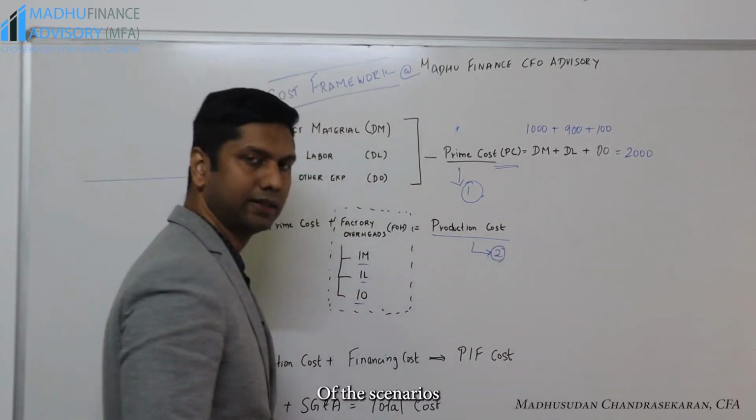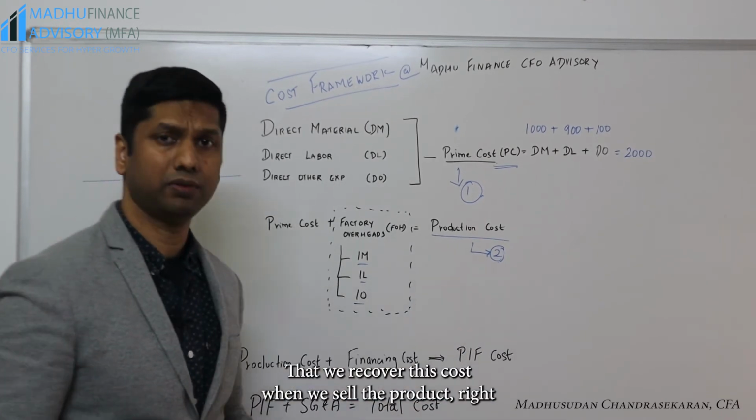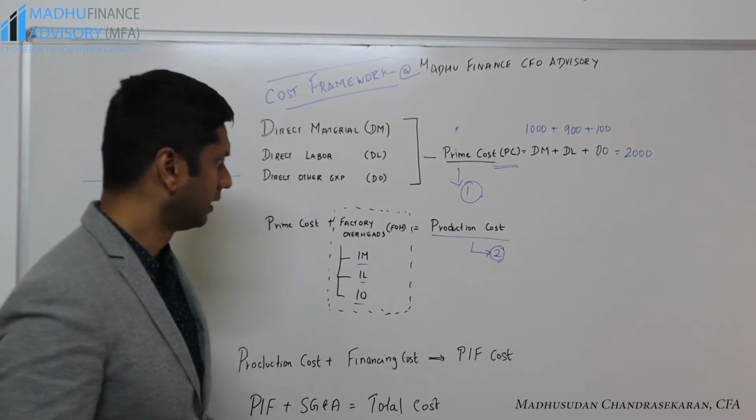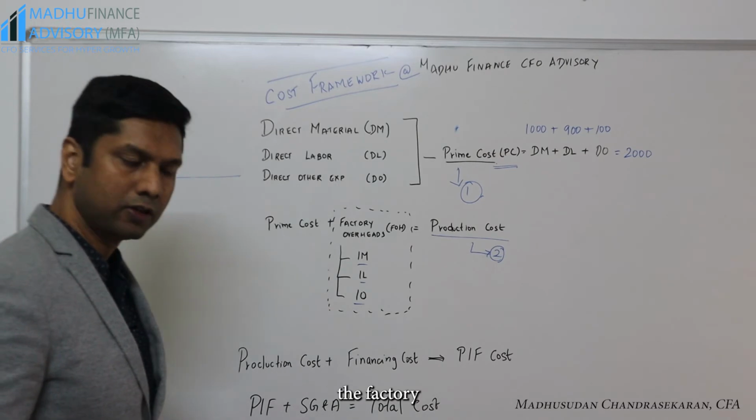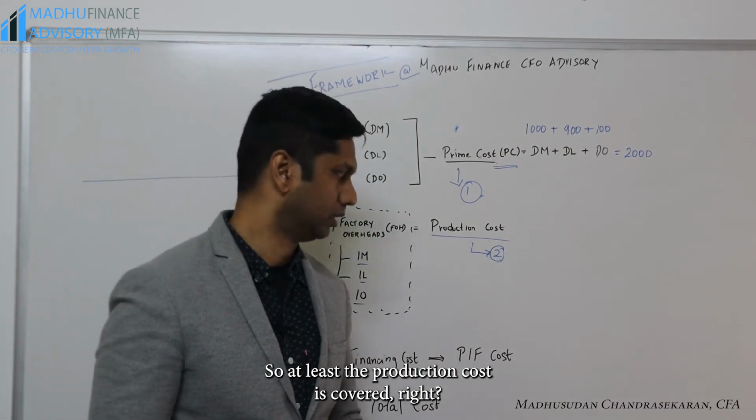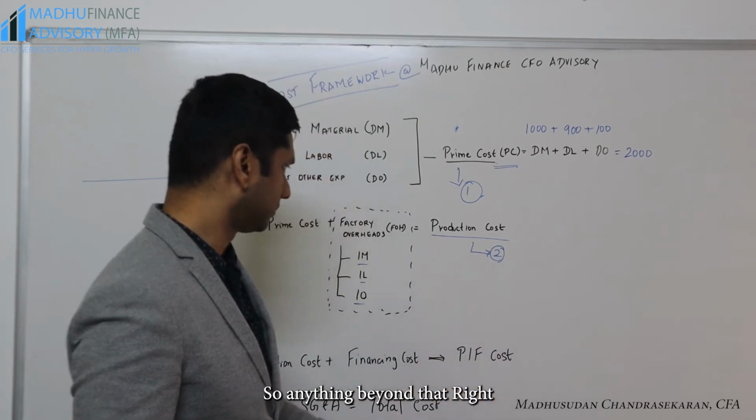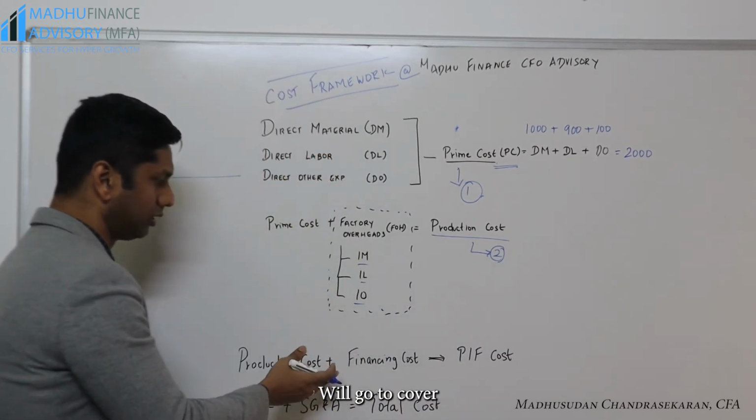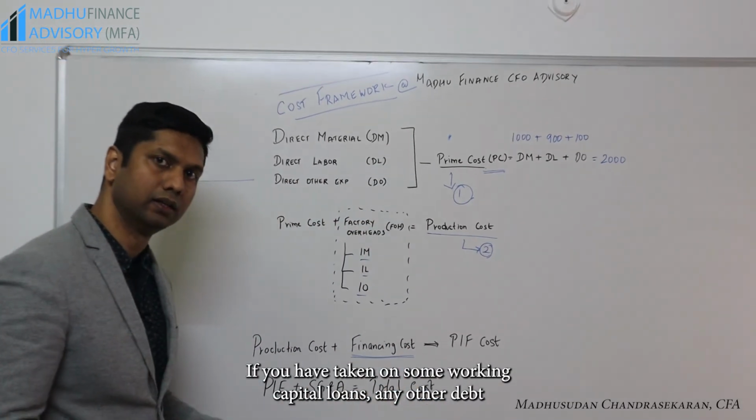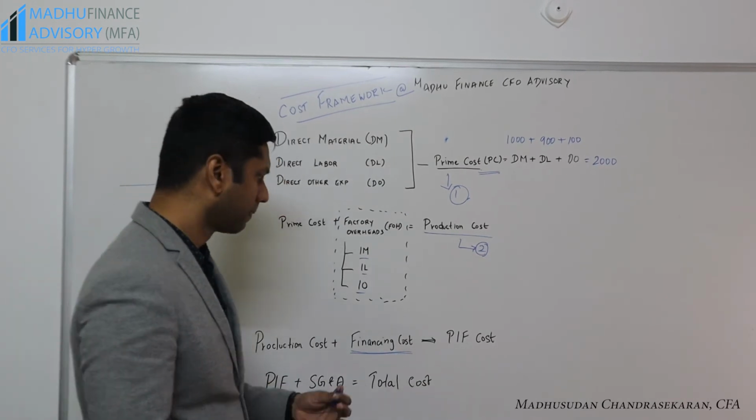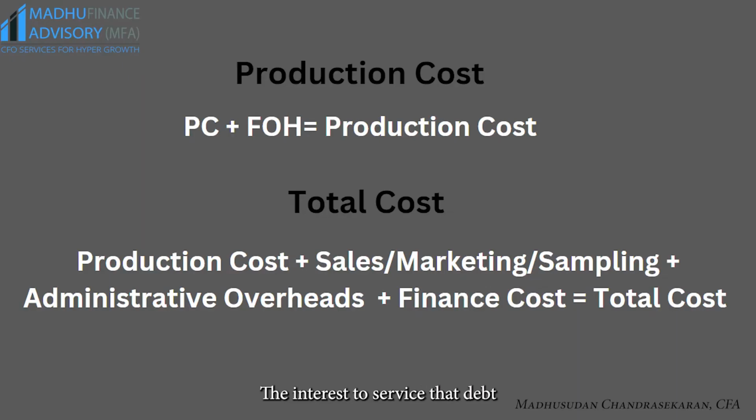In 99% of the scenarios, we want to ensure that we recover this cost when we sell the product, right? That way we are covering the overhead of the factory and the variable cost of the factory. So at least the production cost is covered, right? Anything beyond that will go to cover some of the financing cost. If you have taken on some working capital, loans, or any other debt, we need to pay back the interest to service that debt. So production cost plus financing cost together, at MFA, we typically look at this. We call it the PIF cost.